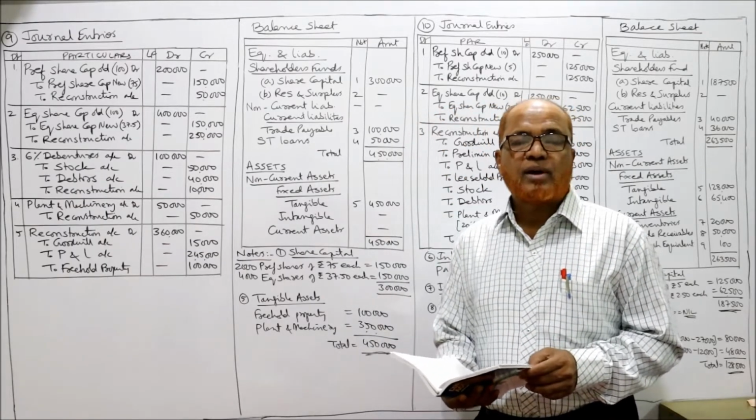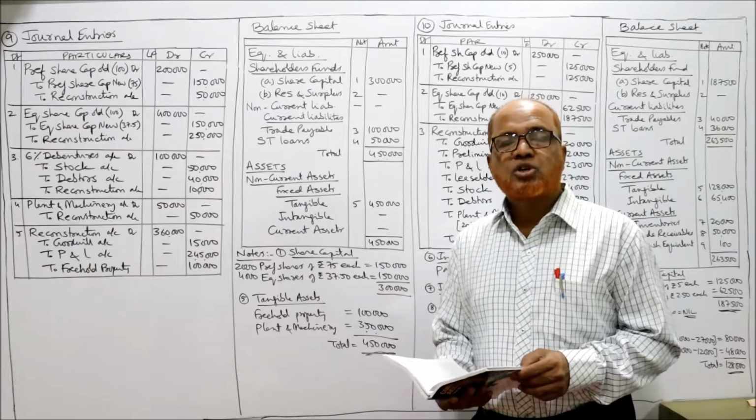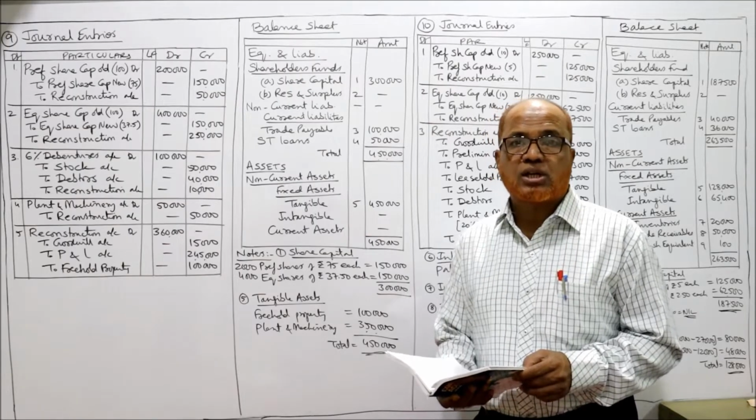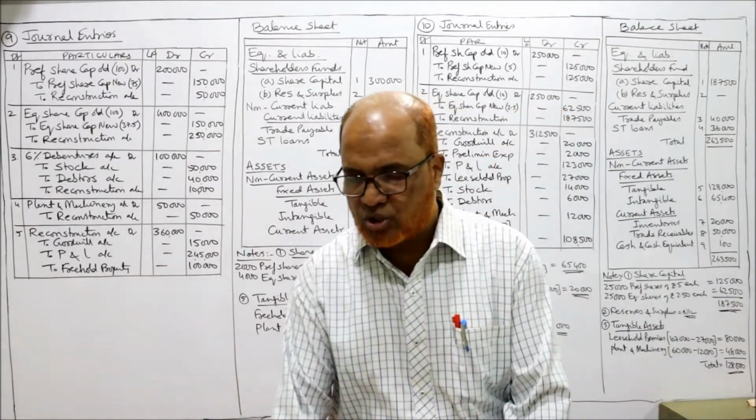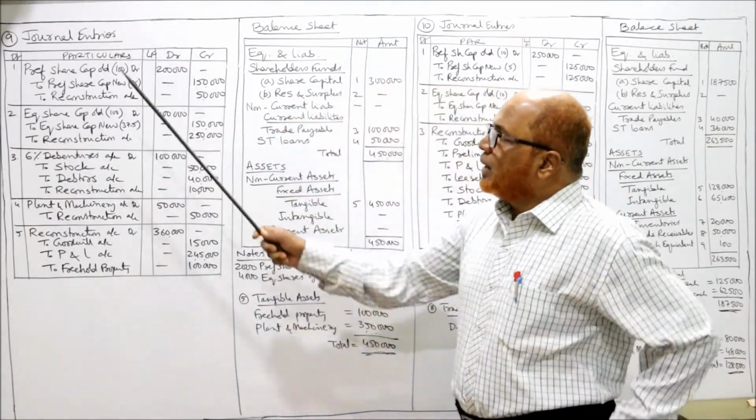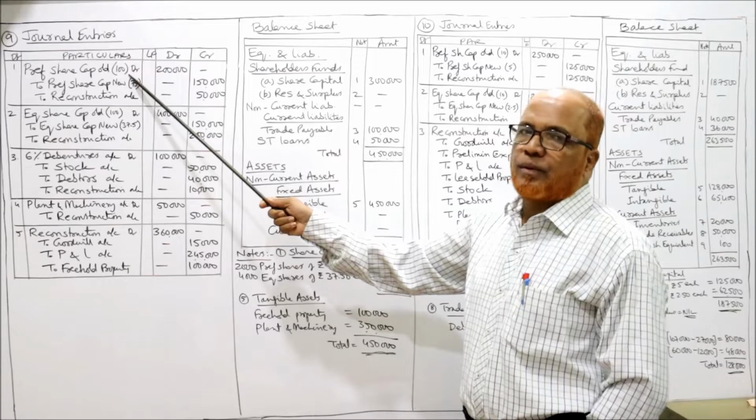Here plant and machinery value has to be increased. The plant and machinery account debit to reconstruction account. Give journal entries for the above and prepare the revised balance sheet. First of all, preference share capital old 100 rupees.